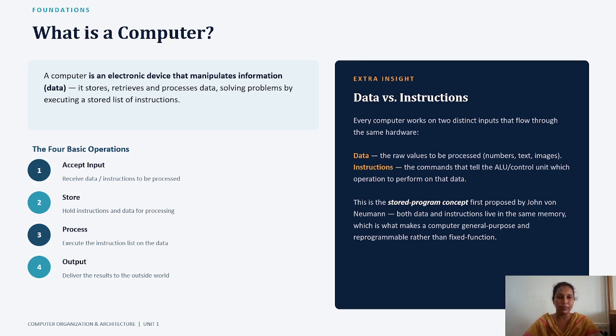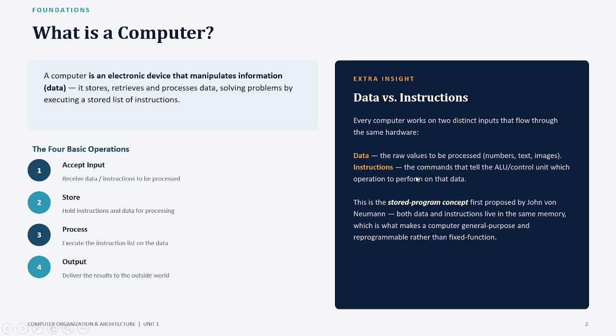The first one is accept input. It receives data and instructions to be processed. Store: it holds instructions and data for processing. The third one is process. It executes the instruction list on the data. The fourth one is output. It delivers the results to the outside world.